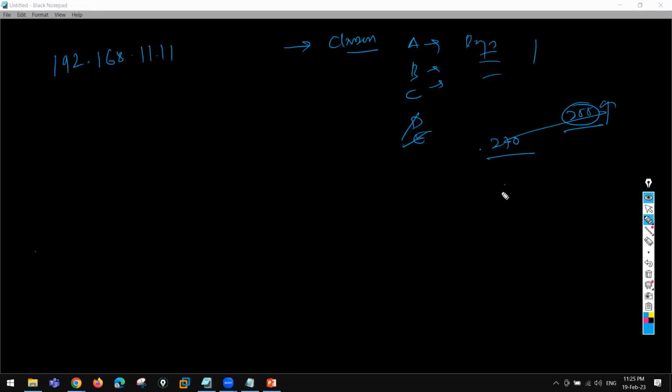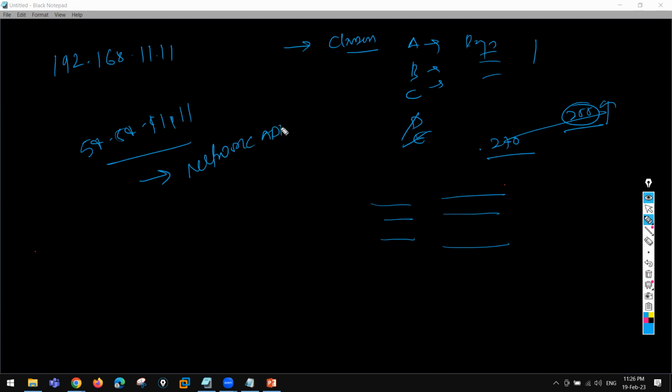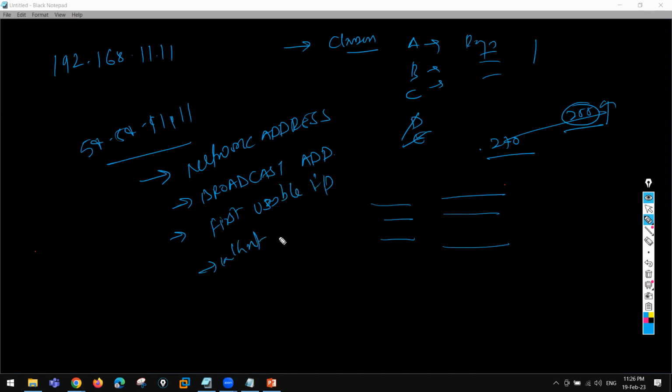When you practice, you write all the three classes, you write their ranges, and then you take examples from any range. For example, from class A, you can take any IP, for example 54.54.11.11. Then what you need to do? The question is pretty much the same. What is the network address for this IP? What is the broadcast address for this IP? What is the first usable IP? What is the last usable IP?